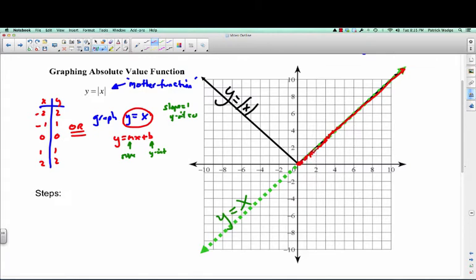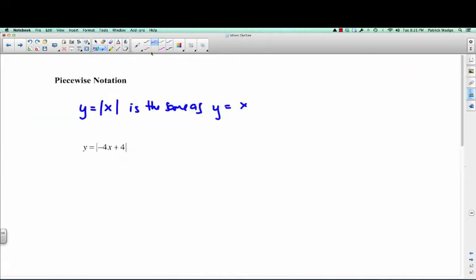As long as a point is 0 or 1 or 2 or 3 or 1.5, as long as it's a positive x value, y equals the absolute value of x is exactly the same as y equals x. So that's why the first part we're going to say is that y equals the absolute value of x is exactly the same as y equals x if the x value is greater than or equal to 0.